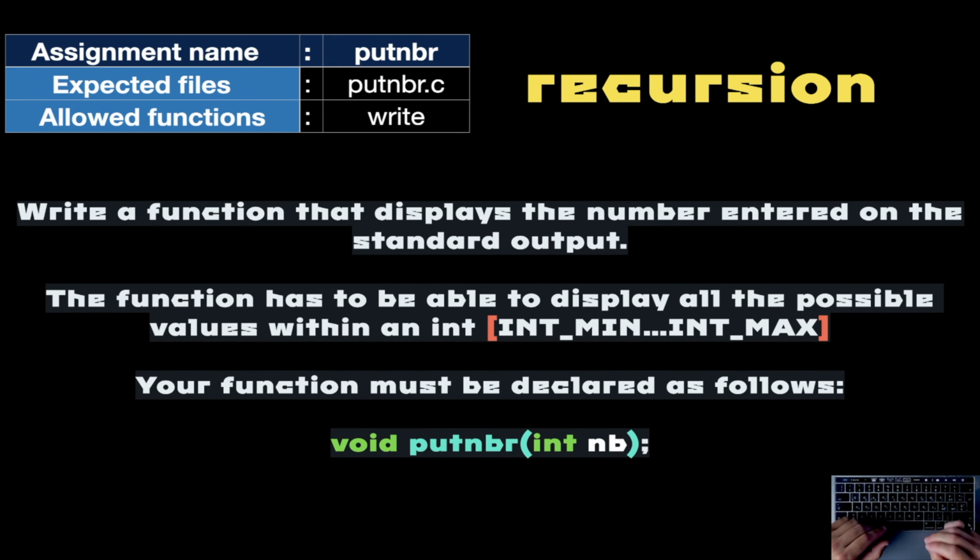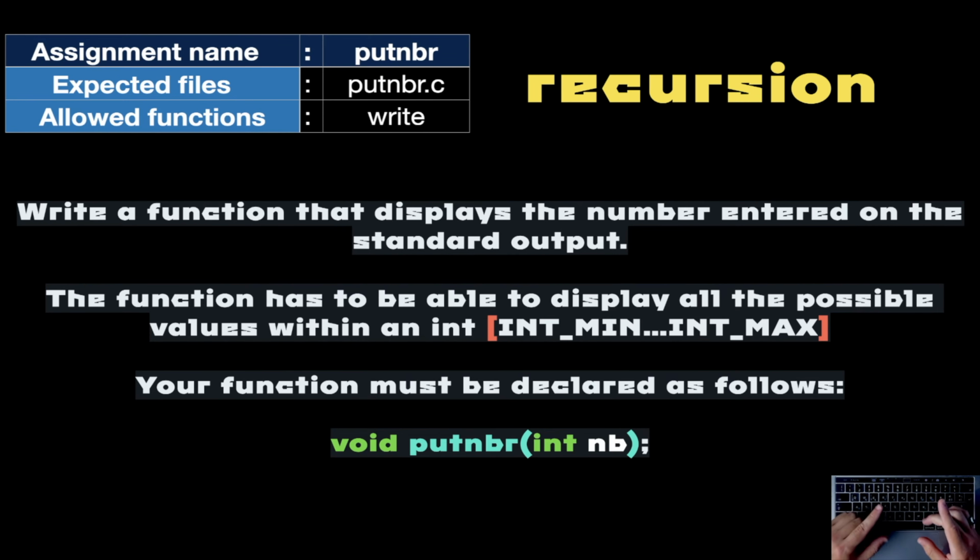The idea is to make a lot of practice, so all this recursion deal is going to become an ice cream vanilla. Today we have to create the putNumber function, right? A function that is able to print in the standard output the integer given as an input. Of course, the function has to be able to display all the possible values within an integer, from integer min to integer max. And here we have the prototype.